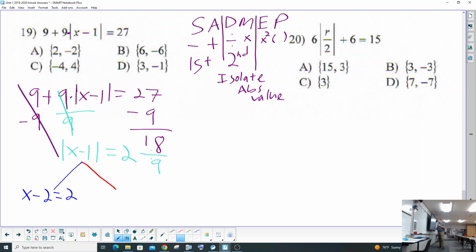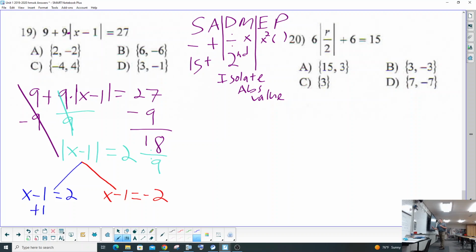So now we can split it into x minus 1 equals 2, and x minus 1 equals negative 2. That's supposed to be 1 there. So we take our equation and split it into two: x minus 1 equals 2, and x minus 1 equals negative 2. Cool. Then we can go ahead and solve and get our solutions.